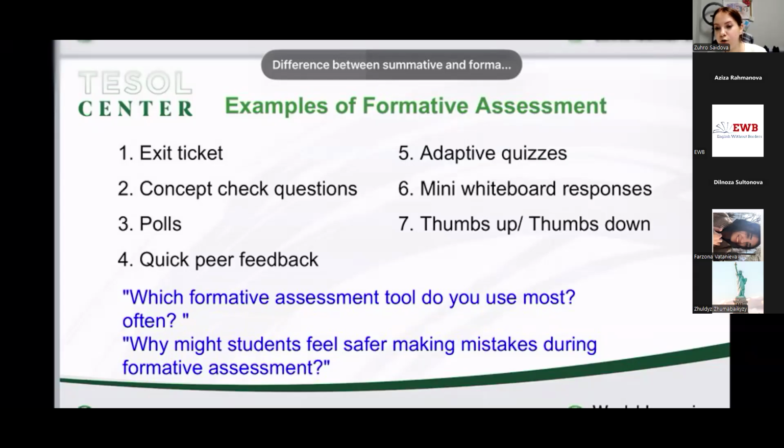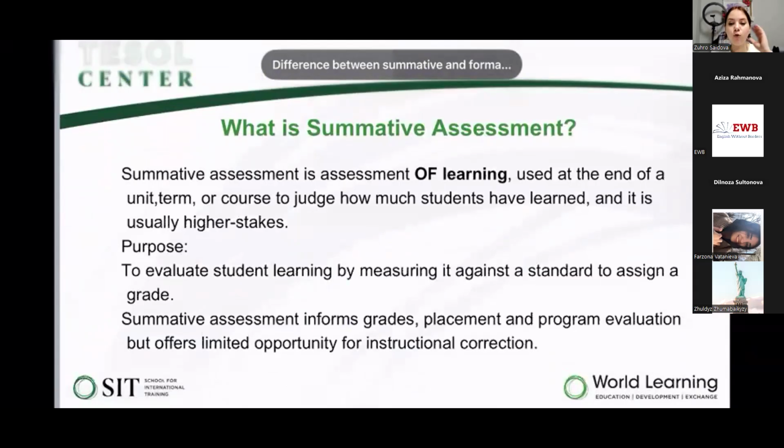Okay, it seems that Mainahon is still experiencing some technical issues, so let me continue then. So we talked about formative assessment, which is a tool to collect feedback on how you are doing and your students are doing during the classes. Now about summative assessment. We already learned from Hojasanam's session that summative assessment is usually used at the end of the unit, term, and you assess how students understood this whole material for the unit. So the purpose of it is to evaluate students' learning by measuring it against some standards and putting some grades.